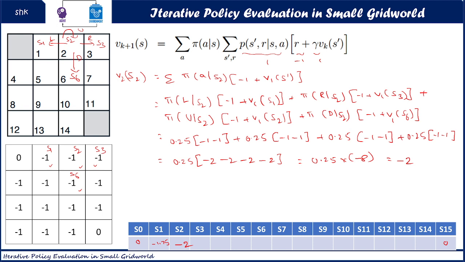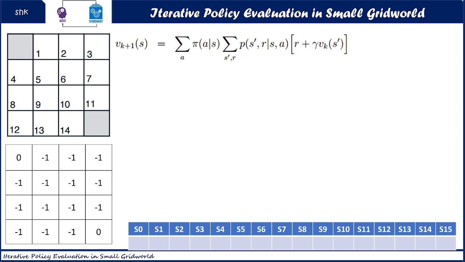Now we will move to the S3 state. The value function which we are going to consider is V2. So V2 of S3 we are going to calculate. Previously we have considered the terminal states with the value function always zero. S1 we have evaluated as minus 1.75, S2 as minus 2. Now we are going to evaluate the S3 state.